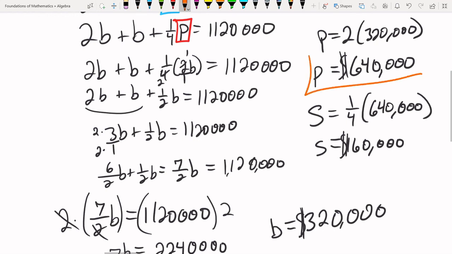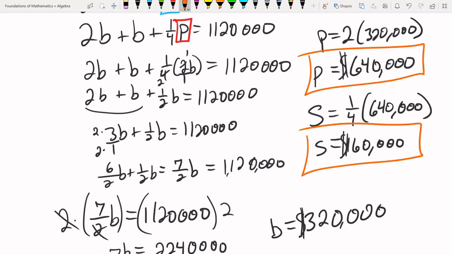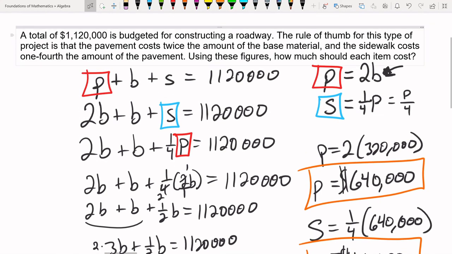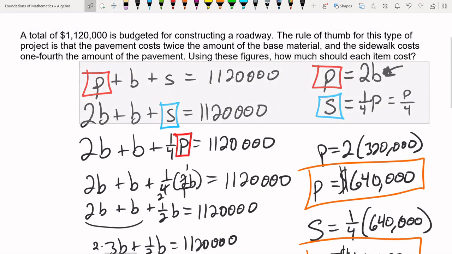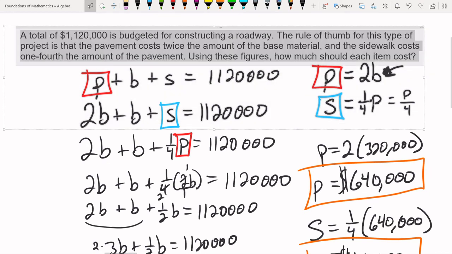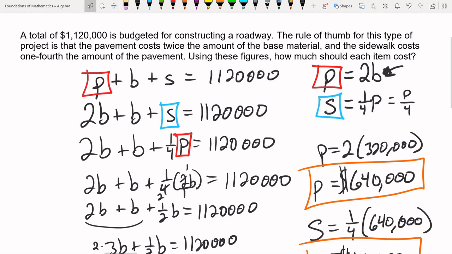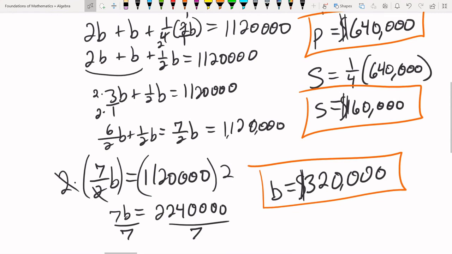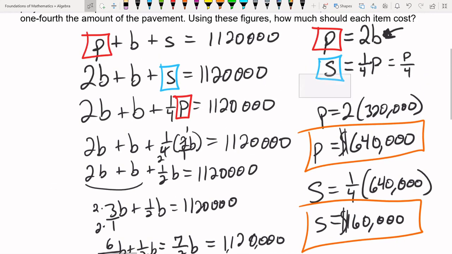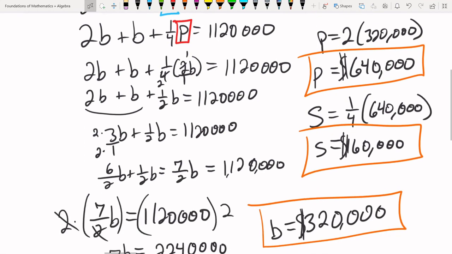Let me box it in here. To do that, all I've done is make sure I used every single piece of information with these top three equations. I used every piece of information to get an equation, and I just started plugging things in. Once I had one variable, I was able to solve for it, and then go backwards using what I found to find the other pieces of information I needed.